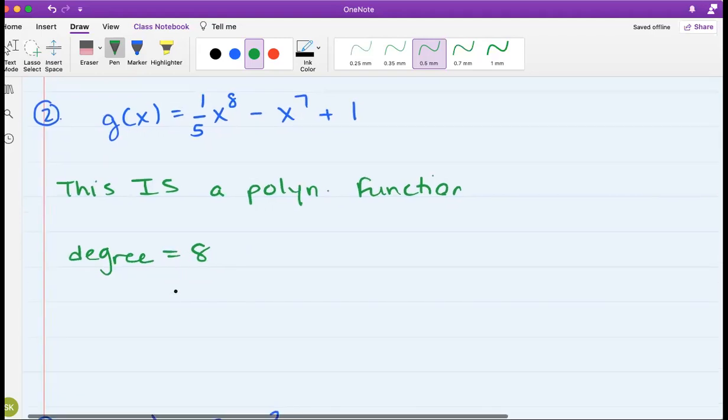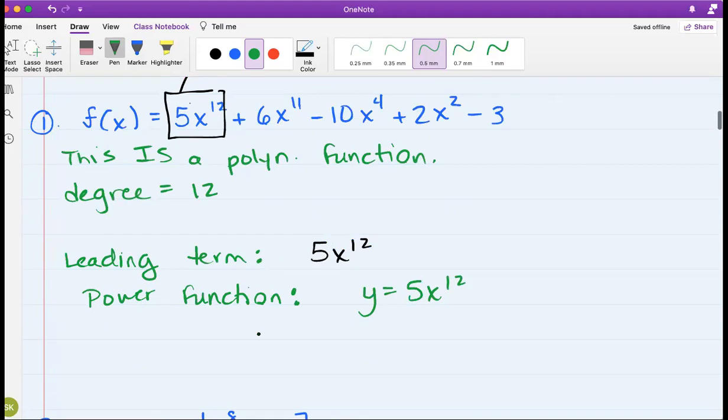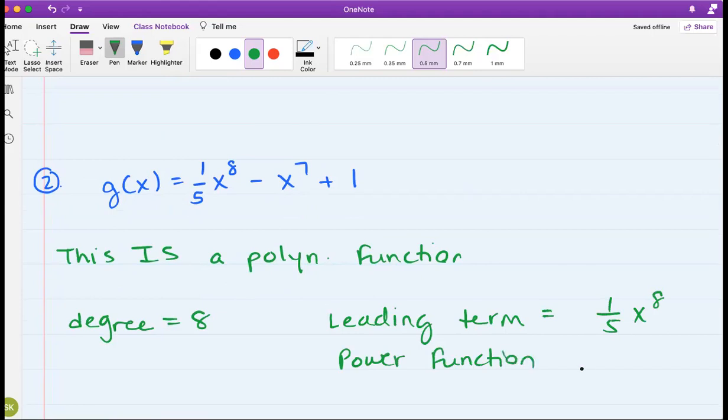So we found the degree. We also need to find the leading term and the power function that is attached to this graph. So the leading term is 1/5 x to the 8th, which tells us that the power function is y is equal to 1/5 x to the 8th.